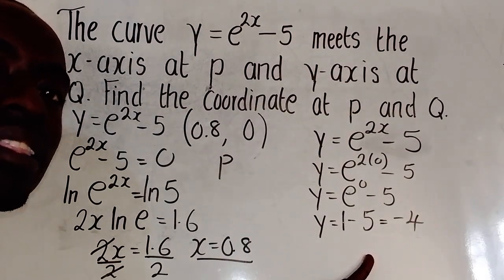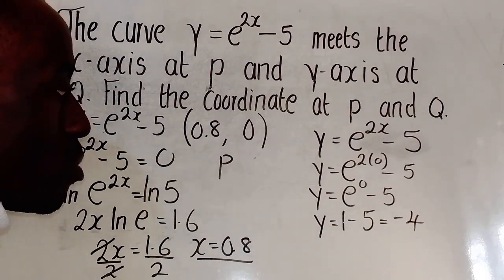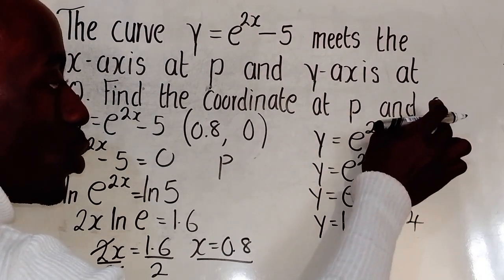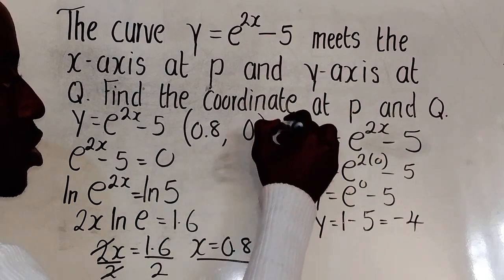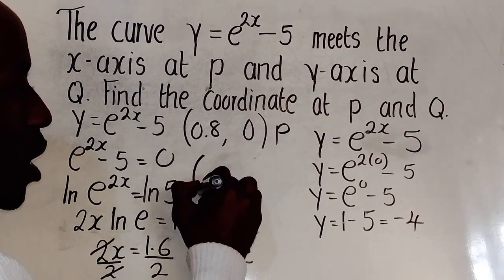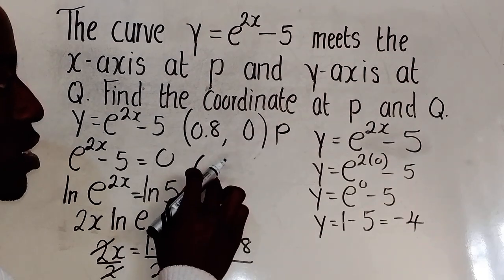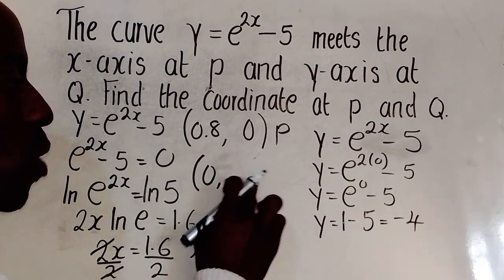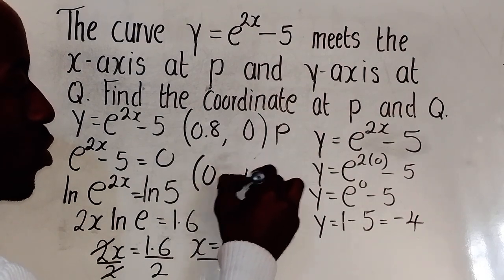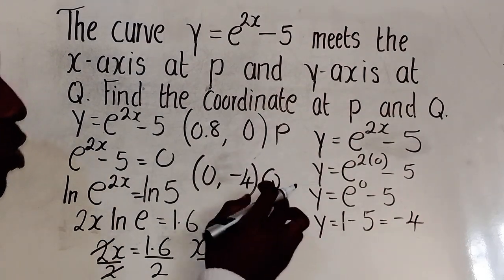Now remember, on the y-axis x is 0, meaning the actual coordinate for Q will be this one. So this is for P, and for Q it will be this. For x on the y-axis it is 0, so you put a 0. How about the y value? It is negative 4. So this was for Q.